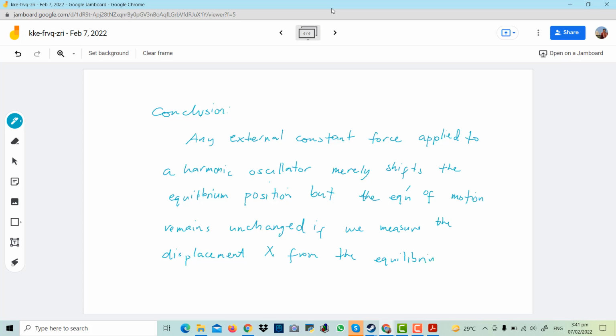Okay? So that is the conclusion. Take note, whether vertical or horizontal, it is the same equation of motion as long as the force you applied, the force you added, is a constant force. Okay? Same equation of motion, but there will be shifting of displacement.